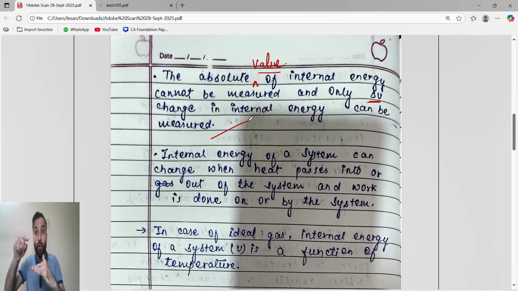The movement of particles will be slow, because if I do the compression, the space will become less, so particles will start hitting more. And if I do the expansion, the space will increase, which means the movement of particles will be faster. That's why we will not say the absolute or exact value of internal energy. It cannot be measured. What we can measure is only the change in internal energy, which is delta U.